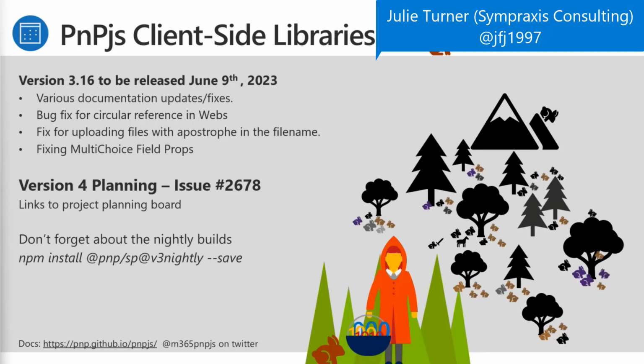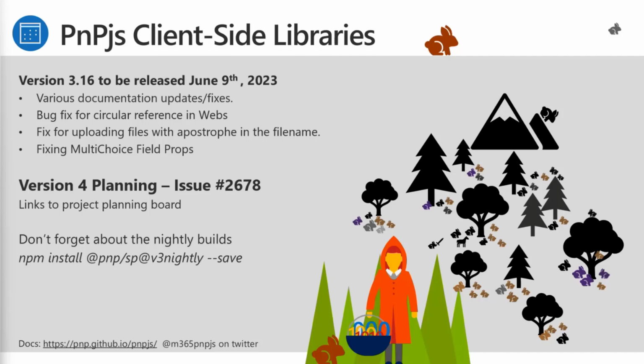Thank you, Hugo. 3.16 is to be released on June 9th. We have, as always, various documentation updates and fixes. There is a bug fix for an issue with a circular reference on the webs object that got introduced in 3.15. So that fix is in. If you are experiencing that issue, you can use the nightly build in the meantime until 3.16 drops. That will get you over that hump. We have a fix for uploading files with apostrophes in the file name and fixing the field properties for multi-choice field creation.